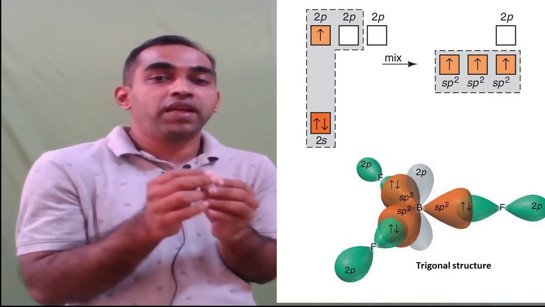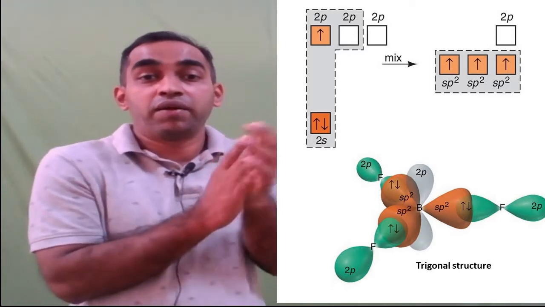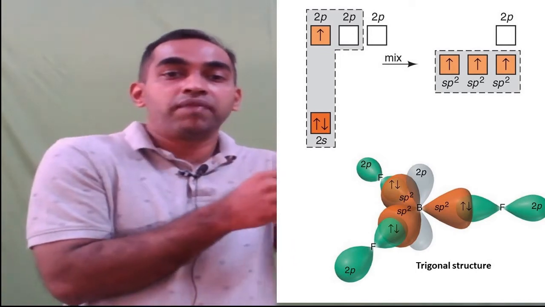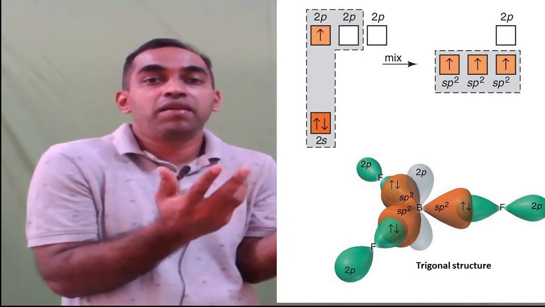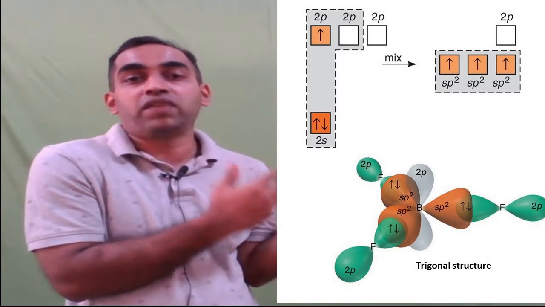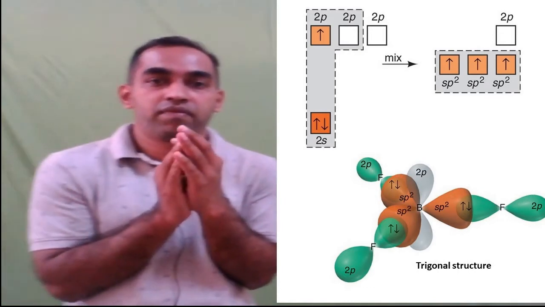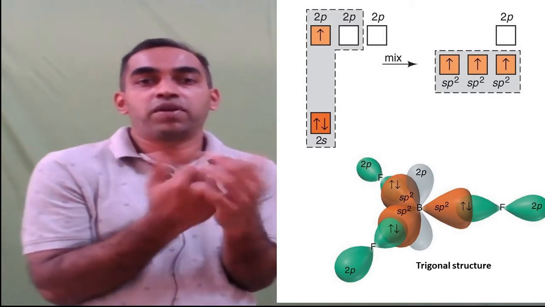So, this BF3 now has one p orbital which is vacant. Now, it can accept a pair of electrons from the incoming bases. So, this is the reason why BF3 behaves as an acid, acidic in nature, right. It can act as a Lewis acid, it can accept a pair of electrons.